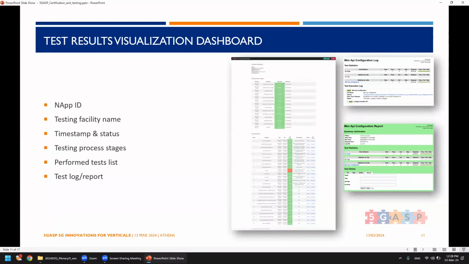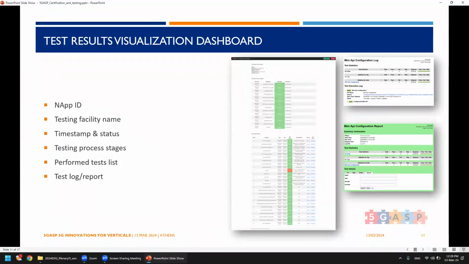So coming towards the end of testing, this is another functionality the central CI/CD entity offers, the CI/CD manager, namely the test results visualization dashboard. When the tests or the bundle of tests are executed, this dashboard is populated with the test results and also the test process stages. This dashboard is available through a link after the successful performing of the tests.